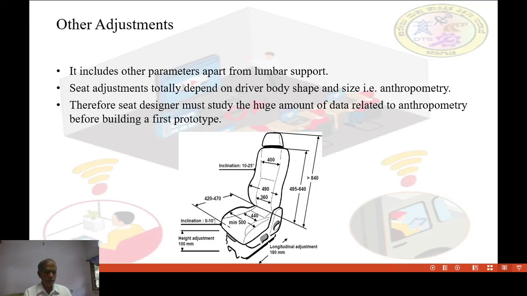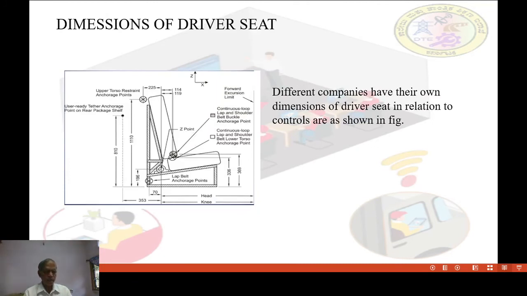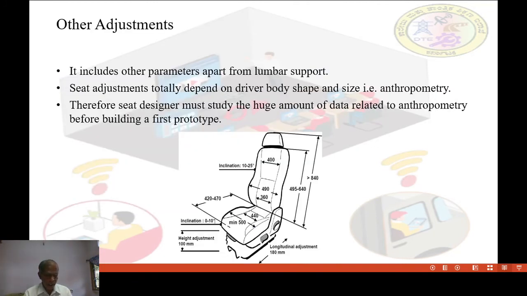Therefore, the seat designer must study the huge amount of data related to ergonomics before building a first prototype model. Seat angle is also responsible for pressure distribution over the seat. The seat pan can be tilted between 0 to 10 degrees depending on driver body shapes and sizes. The adjustments are as shown in the figure clearly.